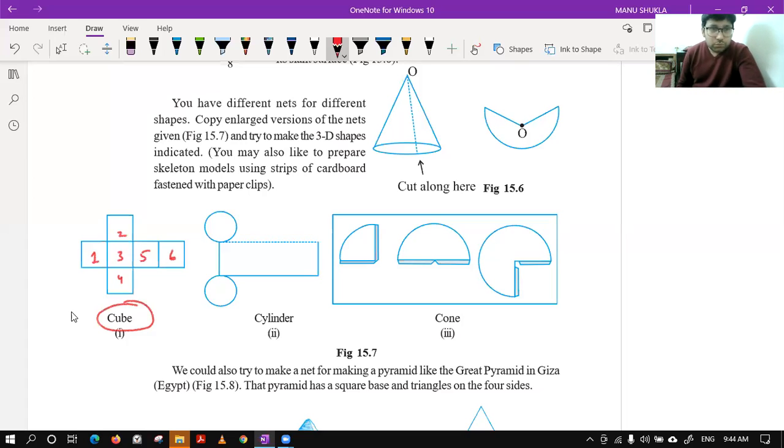Now see, the second one is cylinder. In cylinder case, you have a rectangle and 2 circles. So when you fold the rectangle and you paste the circles, what you get is a right circular cylinder. Sir, if we fold the nets correctly, then we will get the 3D figure back. Yes, Daksh, correct. So this way you can do.